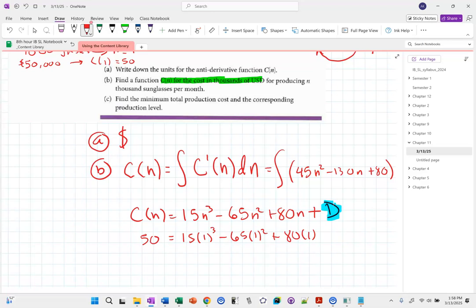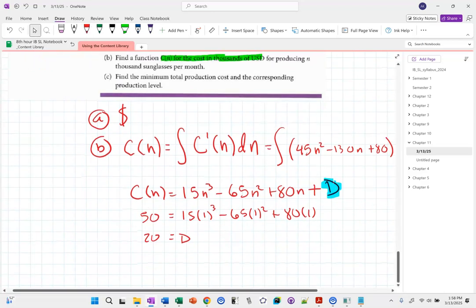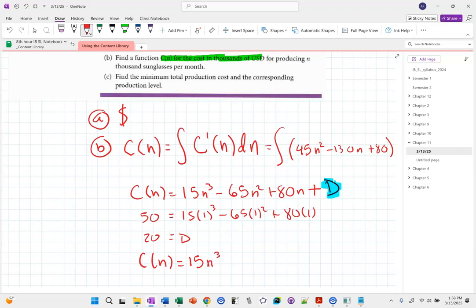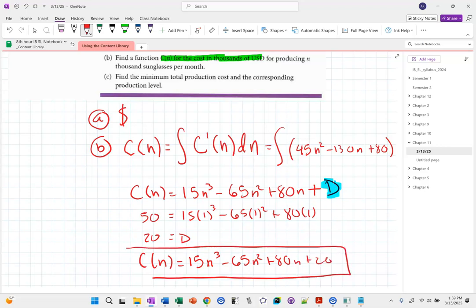So let's see, we have 95 minus 65, which is 30. When I subtract it over, I get 20 for D. Everybody feel good there?